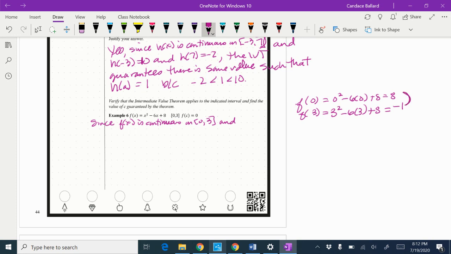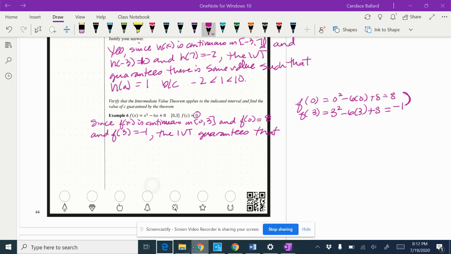And just double checking visually, is the value that they want, 0, in between those? Absolutely. So, f of 0 equals 8, and f of 3 equals -1. The IVT guarantees that f of x equals 0 for some value of c, because it's between -1 is less than 0 is less than 8, the y values.